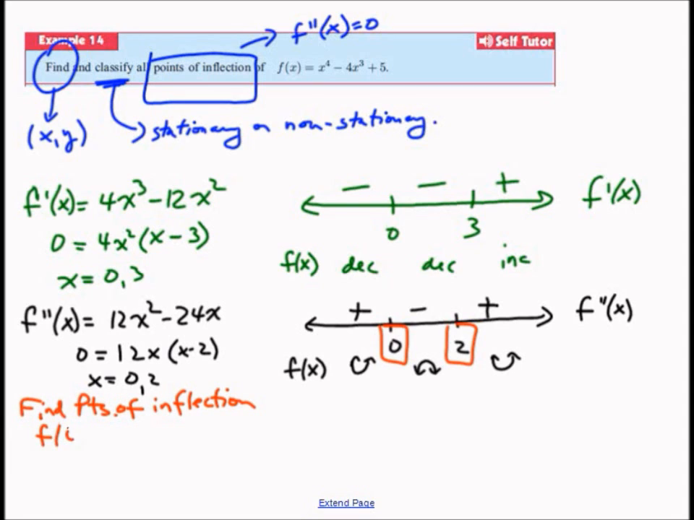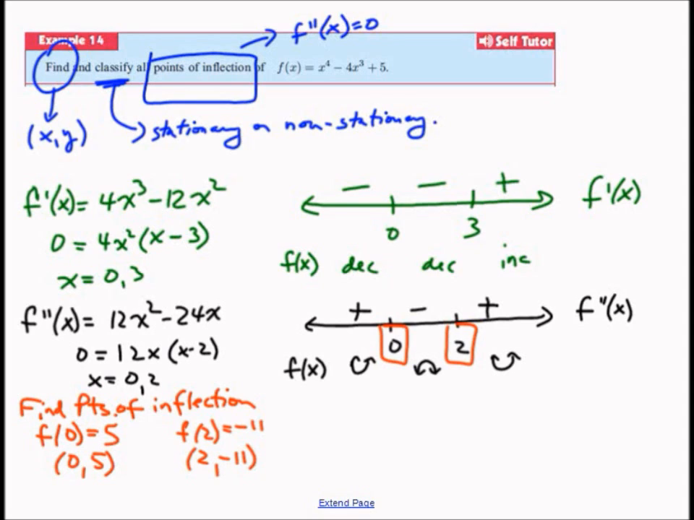So f of 0, plug 0 into our original function and we will get 5. So we have the point 0, 5. F of 2, plug 2 into our original function and we get negative 11. So we have this point 2, negative 11. Those are our 2 points of inflection. We need to classify these points now.